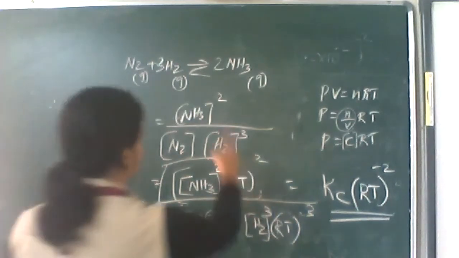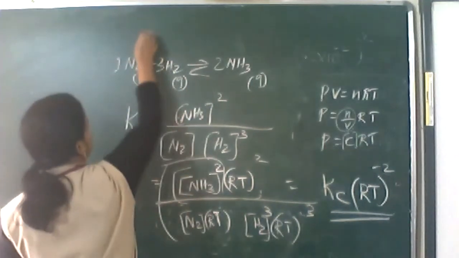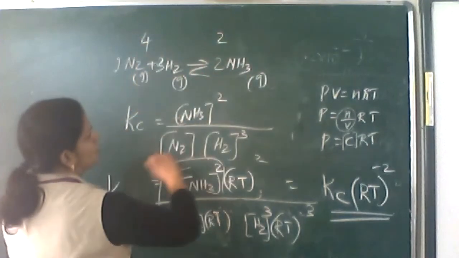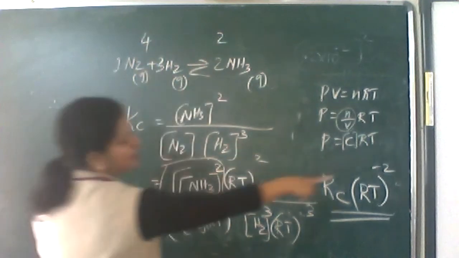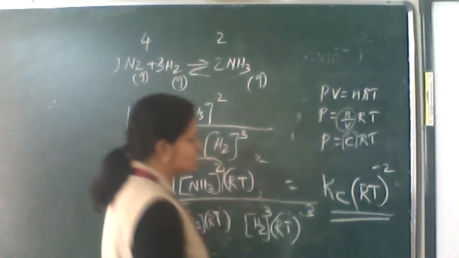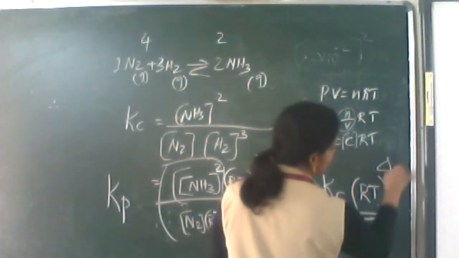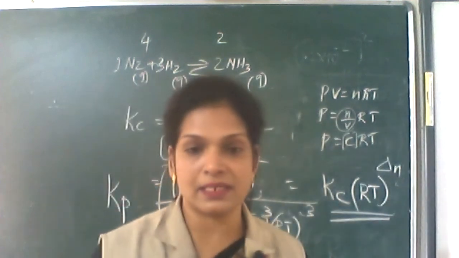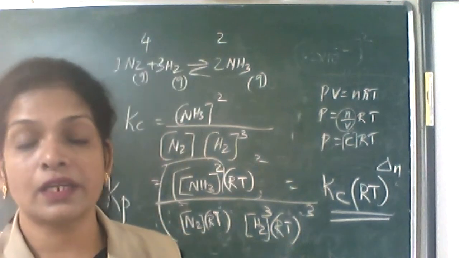How did you get this minus 2? You can take it from here. See, 1 plus 3, that is 4. This is 2. Altogether here 4. That is number of moles of products minus number of moles of reactants. 2 minus 4, that is minus 2. So we can generally write it as delta n. So what is the relation between Kp and Kc? Kp is equal to Kc into RT raised to delta n.